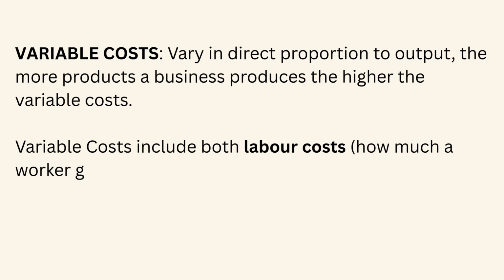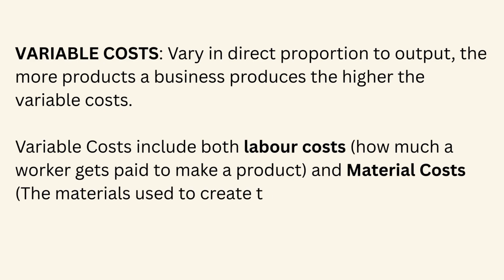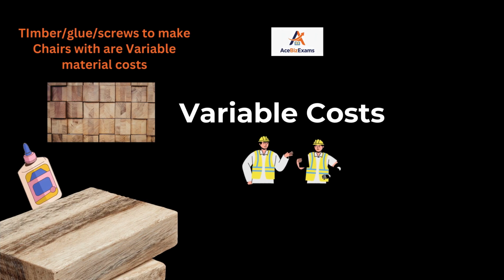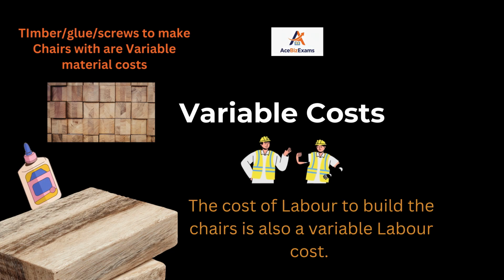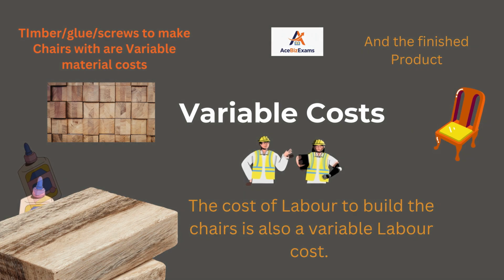Labour costs are how much a business pays someone to make a single product. Material costs are calculated by estimating how much the materials cost to make one product. In this example, you can see that total variable cost is both the materials and labour costs used in the production of a product.